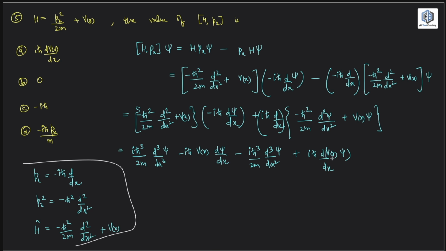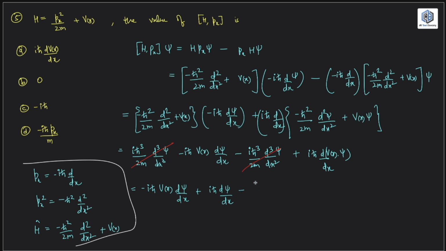Now you have to apply the product rule here. There are two functions in the product form. First, before doing that, these two terms are going to get cancelled out easily. You will be having minus i h cross Vx d psi by dx, and you will be having plus, and when you solve this, you will get i h cross d psi by dx.